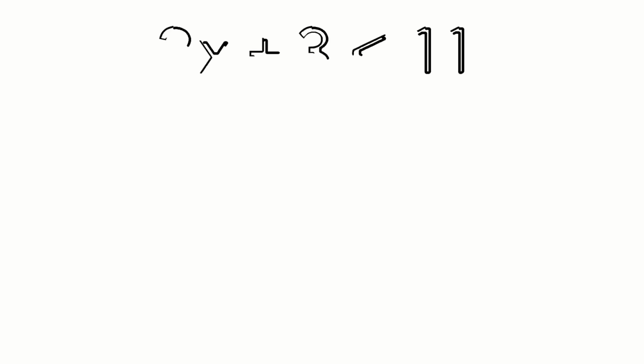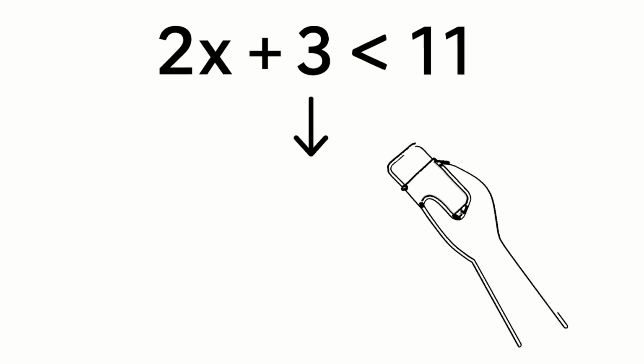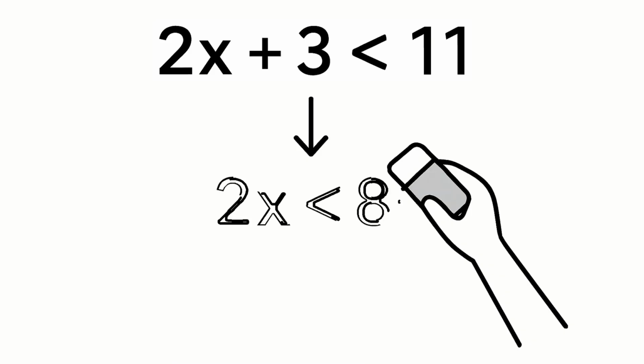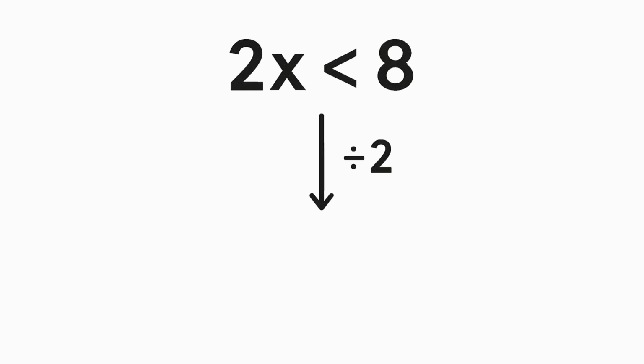Let's start with a simple linear inequality, like 2x plus 3 is less than 11. We solve this just like an equation. First, get the x by itself. Subtract 3 from both sides. We get 2x is less than 8. Now divide both sides by 2. X is less than 4.